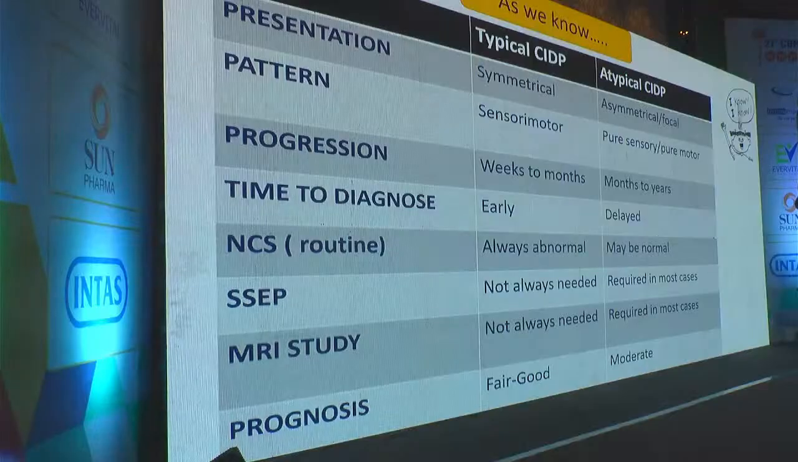There are many variants of atypical CIDP which can present asymmetrically, with pure sensory symptoms or pure motor symptoms, progressing more slowly than typical CIDP over a period of many months to years. Time to diagnosis is also delayed. Here nerve conduction studies can be normal, and in such situations for diagnosis we need SSEP and MRI neurography, and the prognosis is relatively good in such entities if we diagnose them in time.